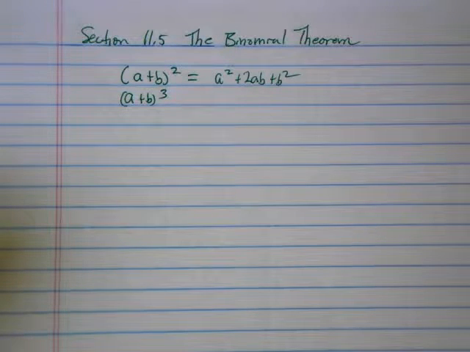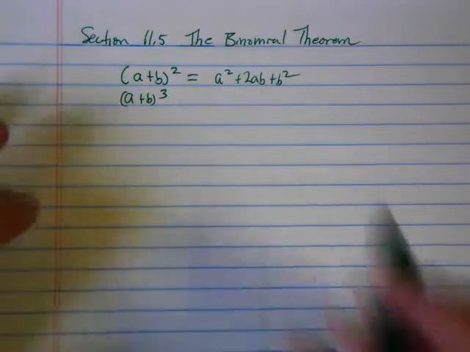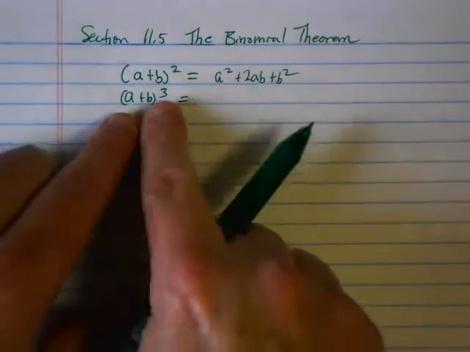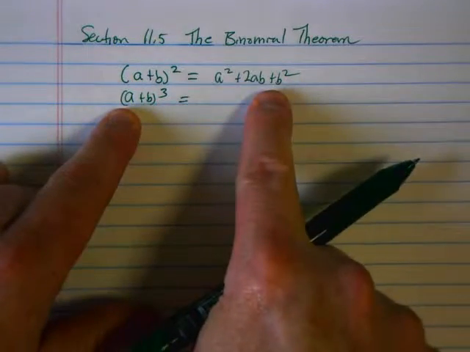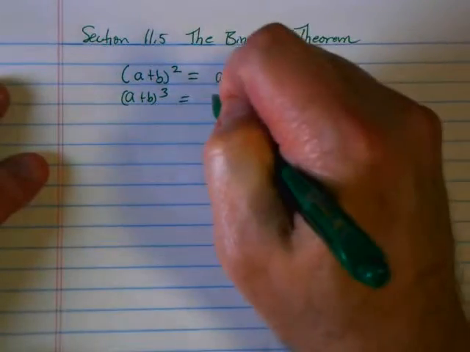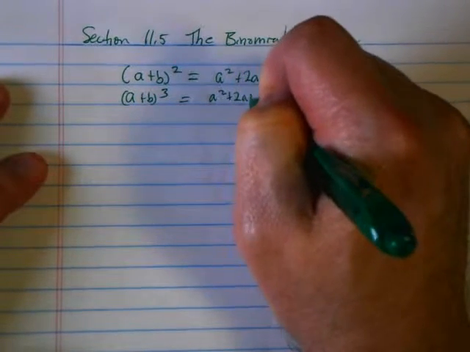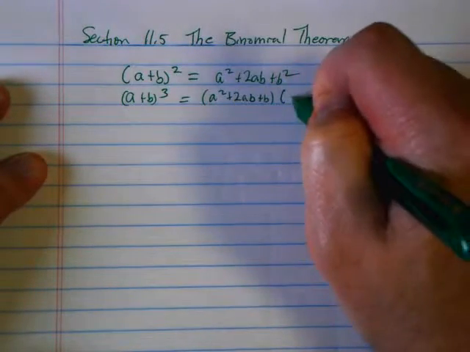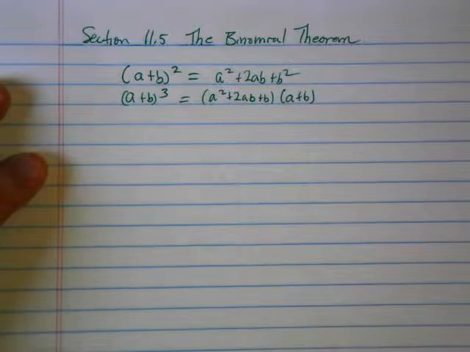You're close. How would you do it if you didn't know the answer? But I already know if I take a plus b and FOIL it out, I get this, don't I? So I would take a squared plus 2ab plus b squared, and I would multiply it by a plus b.